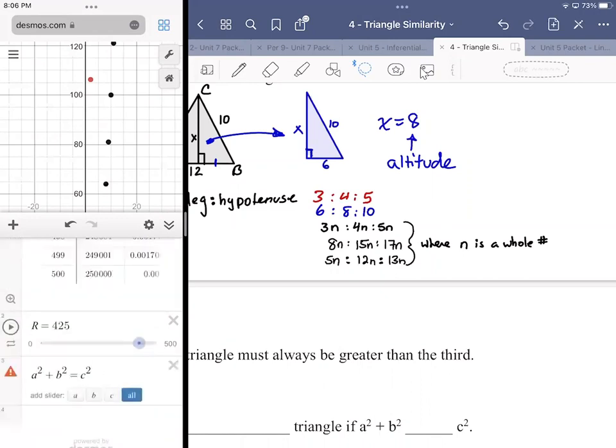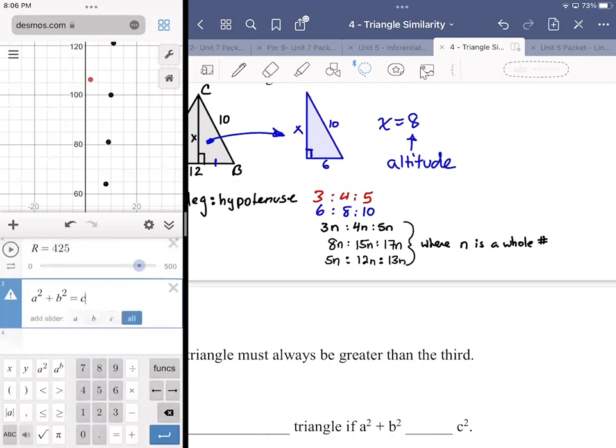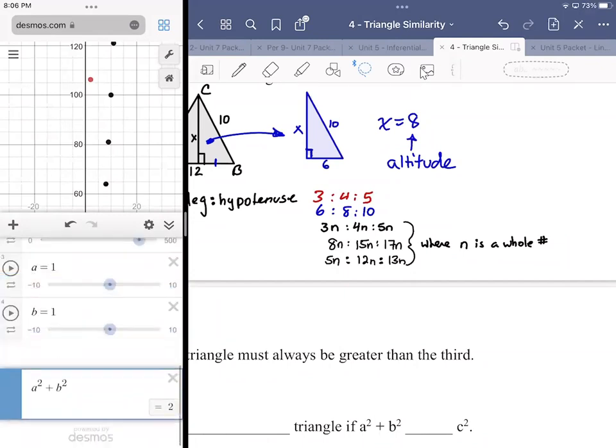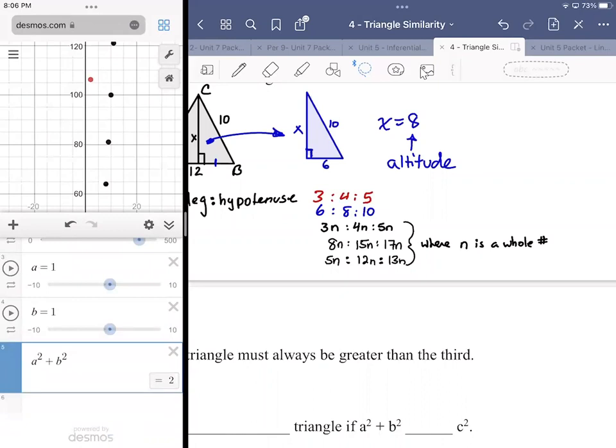But what I can do is put in a squared plus b squared as one operation and create some sliders for that. So it'll compute a squared plus b squared for whatever I put in as a and b. And it could even be negative numbers if I want. The result should be equal to c squared. So whatever this number is, its square root is going to be the value of c.